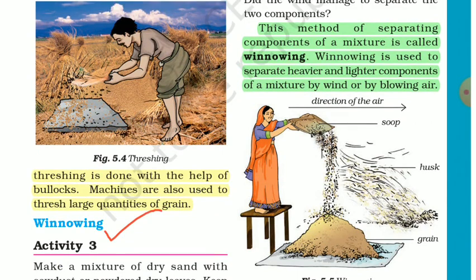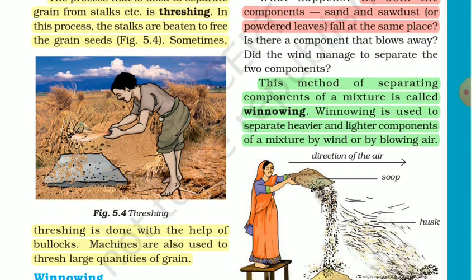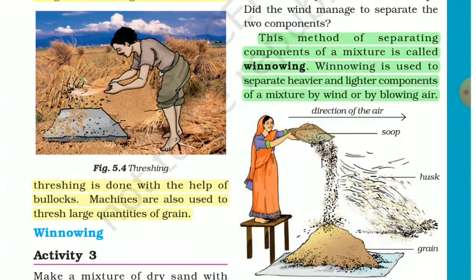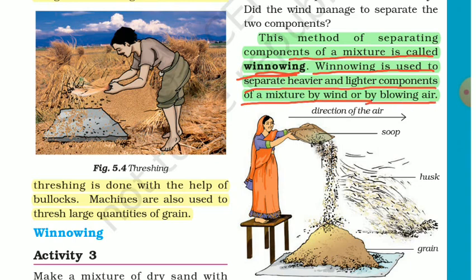Winnowing, here we have the word wind. So obviously, in the separating technique, in case of separating the grains from the husk, we will use the process of winnowing. Now husk is a very light component, so the method of separating the components of a mixture is known as what? Winnowing. And winnowing is used to separate the heavier and the lighter components of a mixture with the help of wind or blowing air.